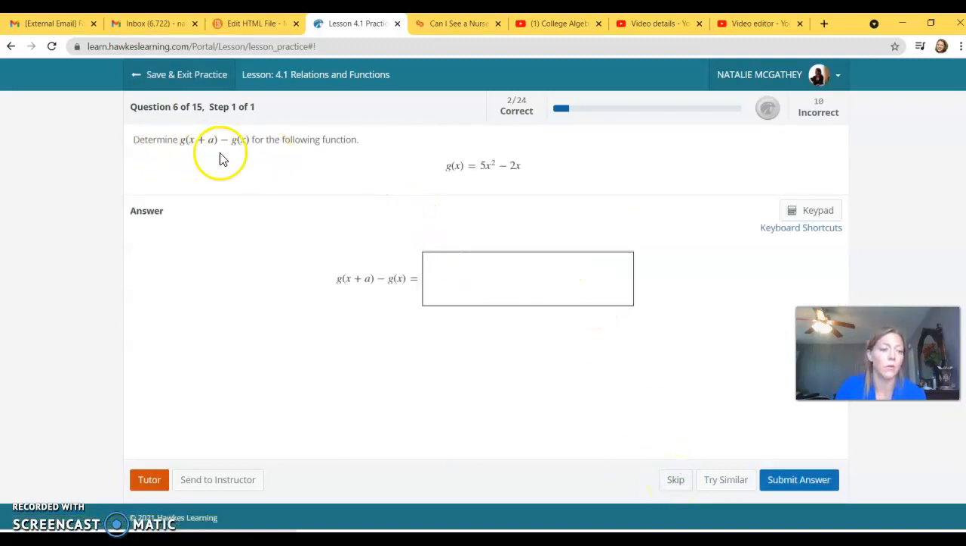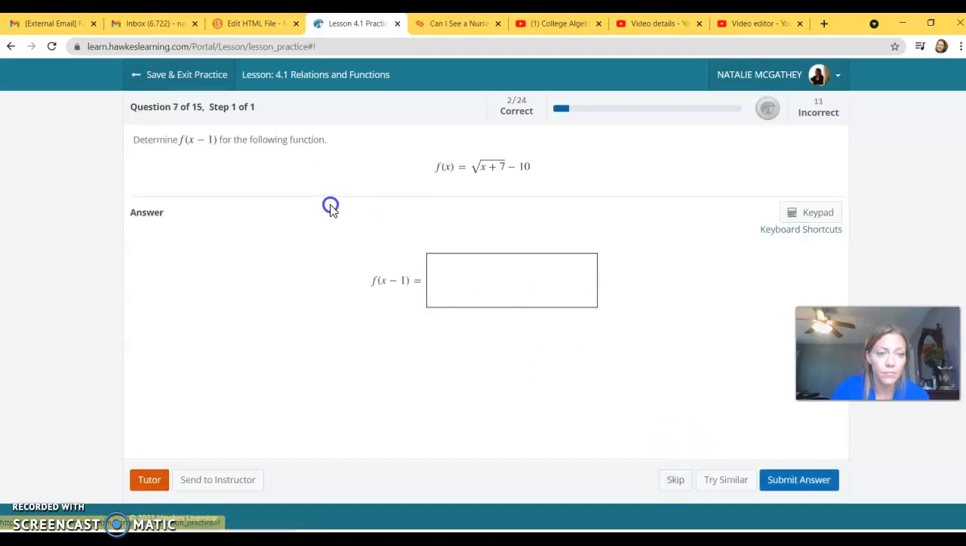All right, and here's one of those problems similar to the difference quotient that we did in the notes. Here's g of x. It's 5 times the input squared minus 2 times the input. And you have to calculate g of x plus a minus g of x. Make sure you simplify. Make sure that you use parentheses. And if you have any questions about that, reach out. Same thing here. Here's the definition of the function. Square root of whatever the input is plus 7, then minus 10 on the outside of the root.